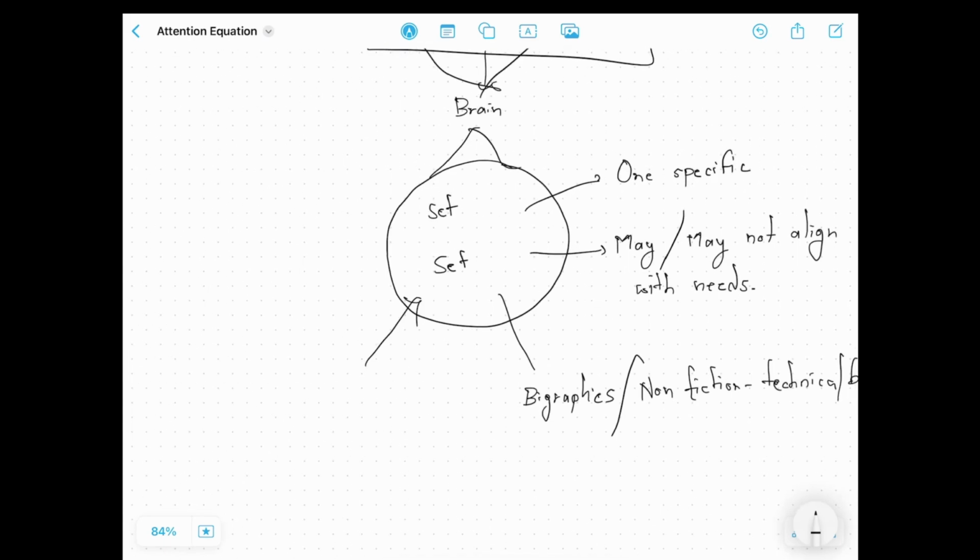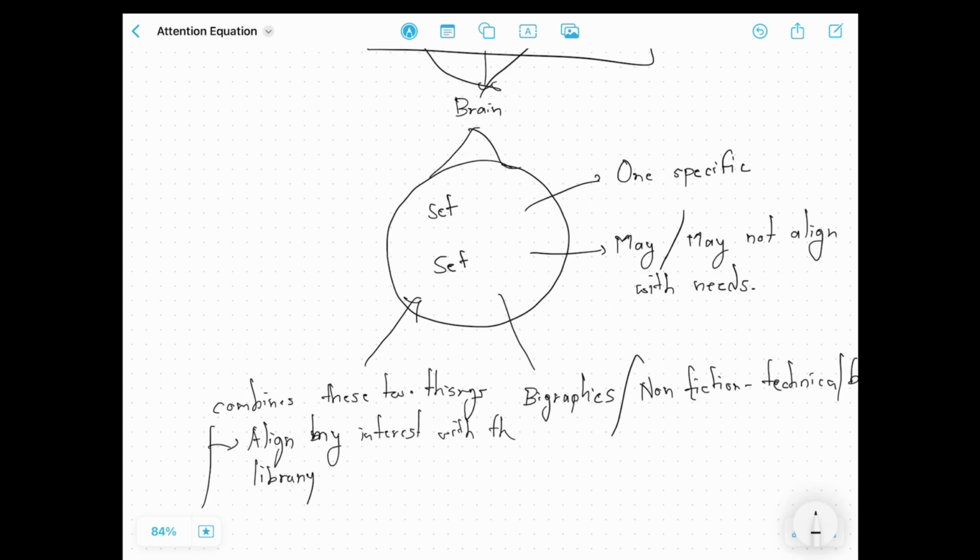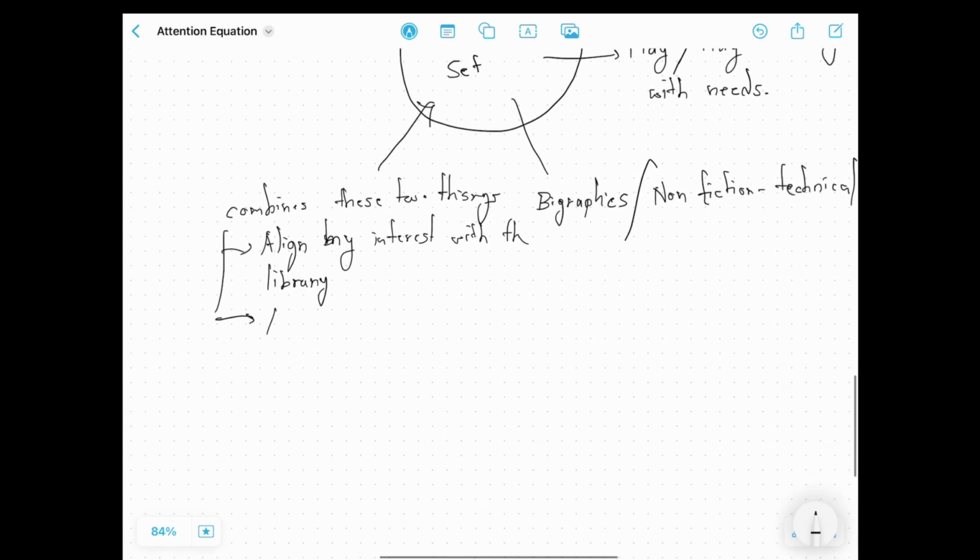Value combines these two things. It tries to align my interest with the library. That is, it aligns key with query.